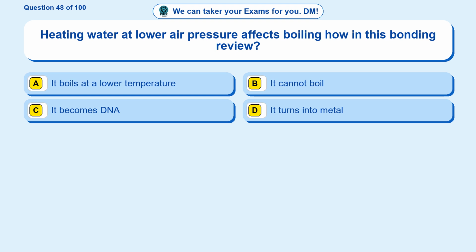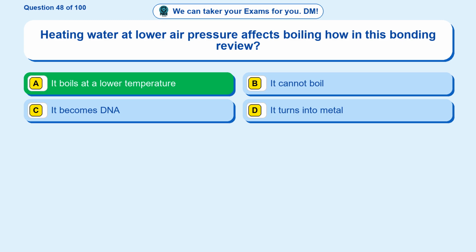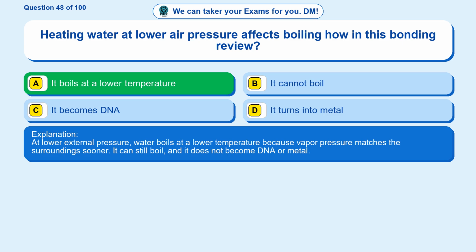Question 48. Heating water at lower air pressure affects boiling how in this bonding review? Option A. It boils at a lower temperature. Option B. It cannot boil. Option C. It becomes DNA. Option D. It turns into metal. The correct answer is option A. It boils at a lower temperature. At lower external pressure, water boils at a lower temperature because vapor pressure matches the surroundings sooner. It can still boil, and it does not become DNA or metal.